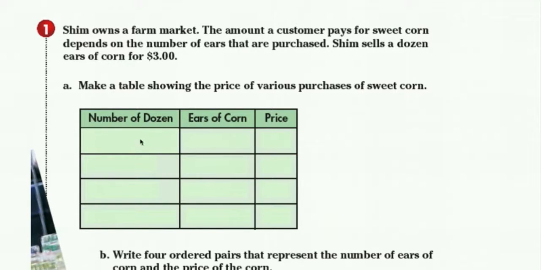Let's say you have half a dozen, and that will mean that you have 6 ears of corn, which will cost $1.50 because a dozen costs $3. 1 dozen, 12 ears of corn, will cost $3, like what the last sentence says. 1 1/2 dozen, 18 ears of corn, will garner a price of $4.50, and 2 dozen will mean 24 ears of corn at $6.